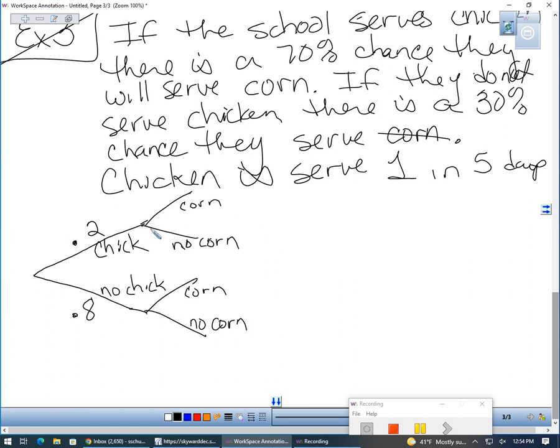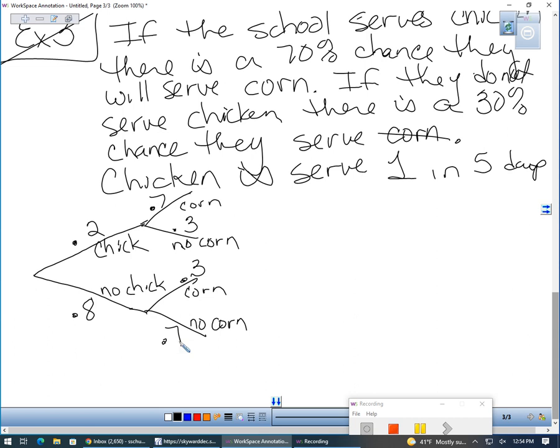So let's go back up to here. When we are having chicken, what's the probability we're going to have corn? 0.7. So what's the chances we don't have corn when we're having chicken? 0.3. Good. Okay. What's the probability when we're not having chicken that we're having corn? 0.7. Good. Okay. So here's our tree diagram. We've just kind of broken it up so we can see it really easy what's happening with each one, right?